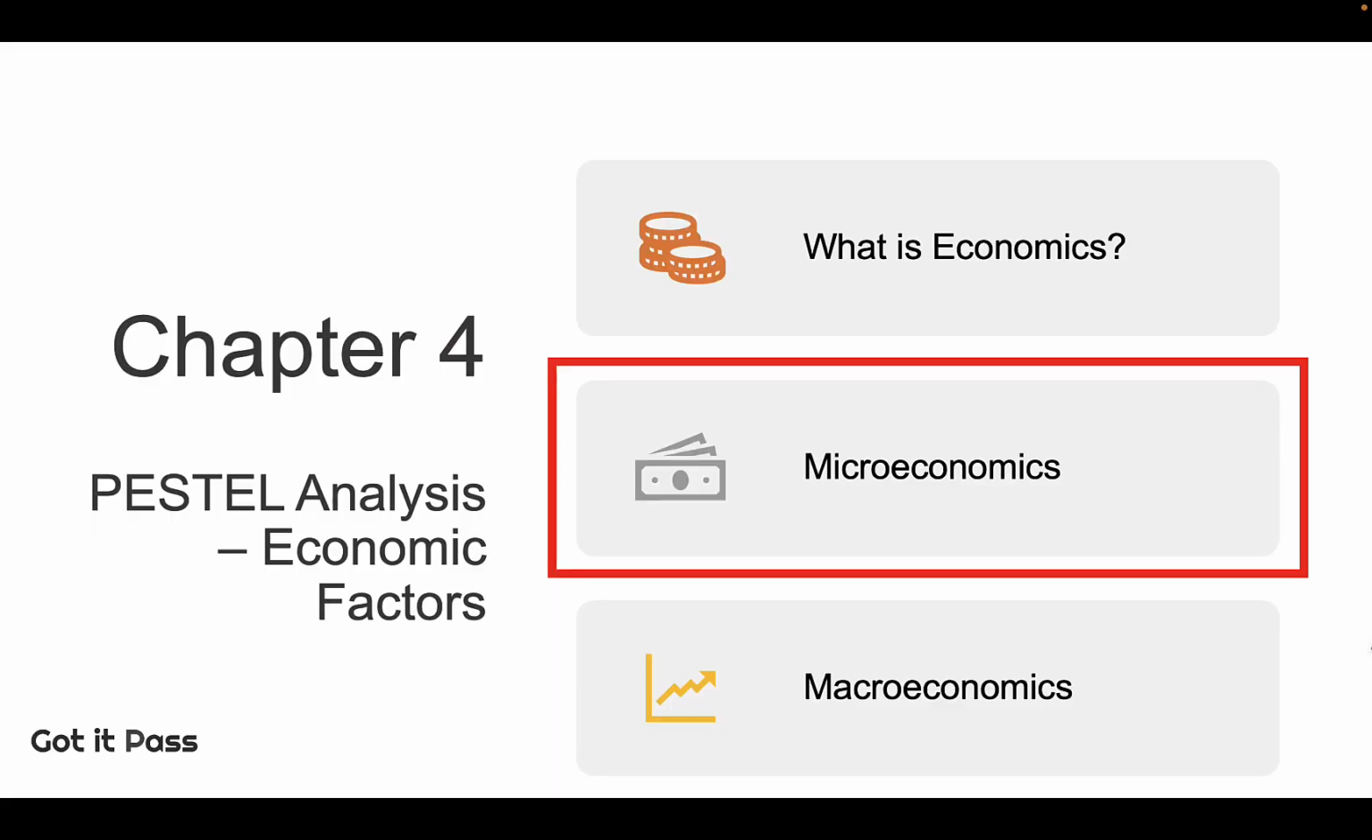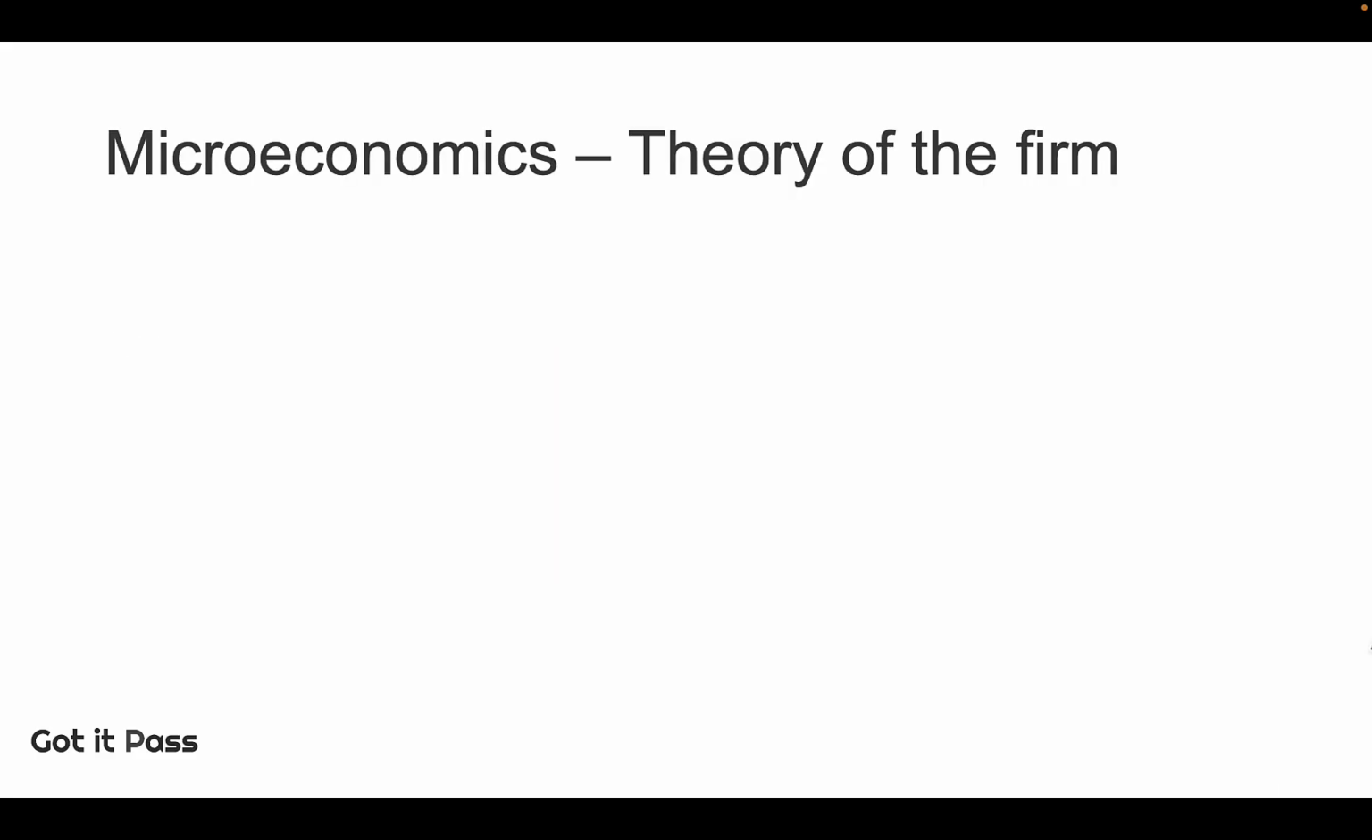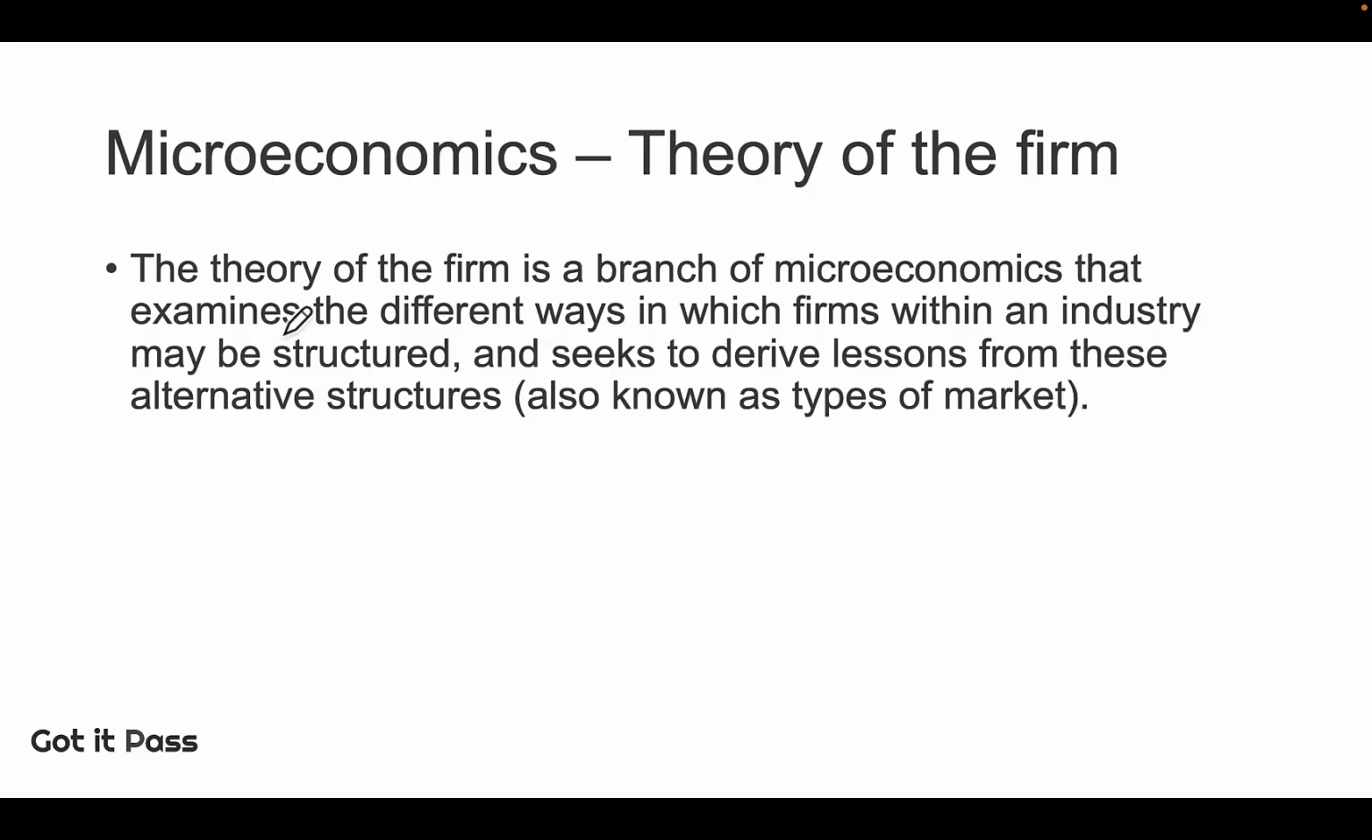In this class, we discuss the last topic of microeconomics, which is the theory of the firm. The theory of the firm is a branch of microeconomics, but it examines different ways firms, not individual ones, within an industry may be structured, and seeks to derive lessons from these alternative structures. Sometimes we also call it the types of markets.